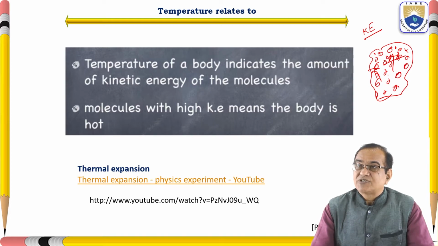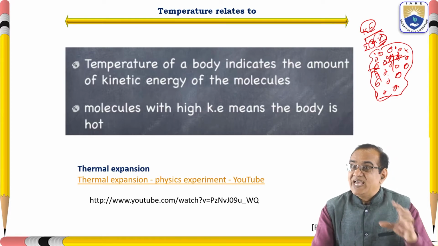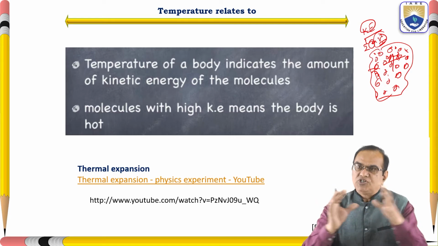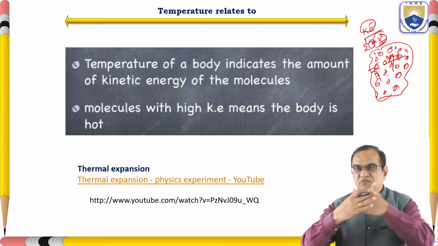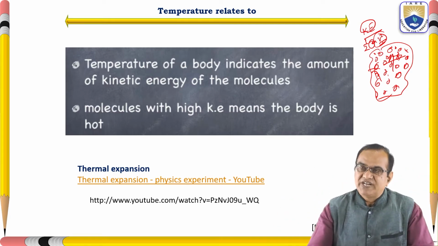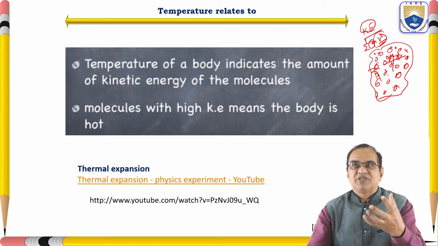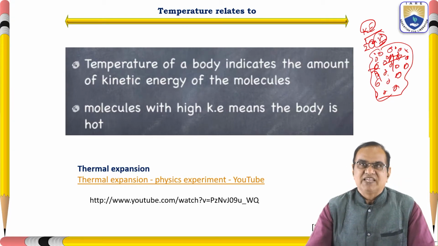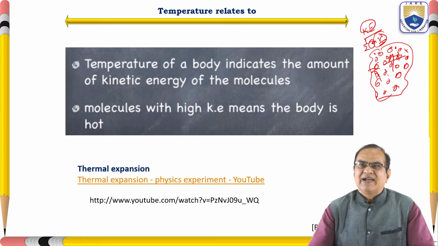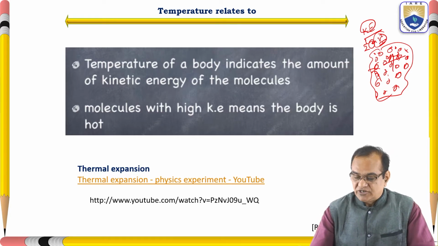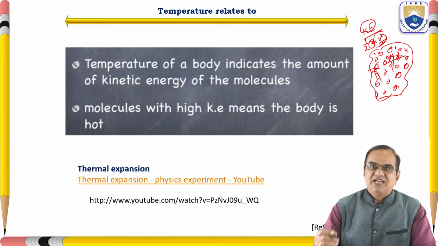Each molecule will have some kinetic energy, and as per this energy, their velocity will be high. We know the kinetic energy is half m v square. So if the kinetic energy is more and mass is constant, it means velocity will be high. As you have more velocity, that much collision in the body will be there, that much friction, and that much heat will be generated, and that will give a high temperature. Molecules with high kinetic energy means the body is hot and the temperature is high. So that is the meaning here.